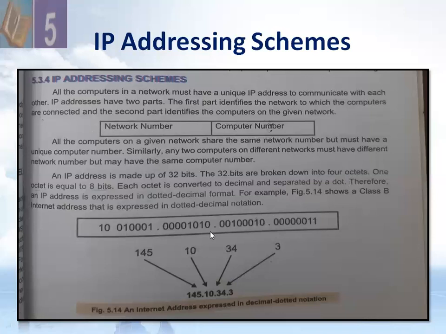So dear students, your IP address is 32 bits, and the 32 bits are broken down into 4 octets, and one octet is equal to 8 bits. 8 bits is equal to 1 byte. So 1 octet is equal to 1 byte. This is a 32-bit address, which means it is a 4-byte address.